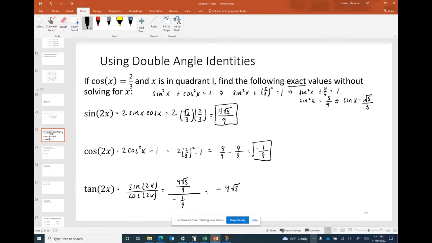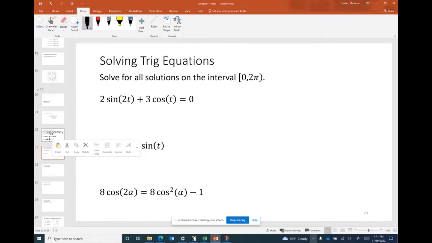Okay, so the double angle identities have a couple of basic uses. We can use them to find exact values. We can also use them to solve trig equations.